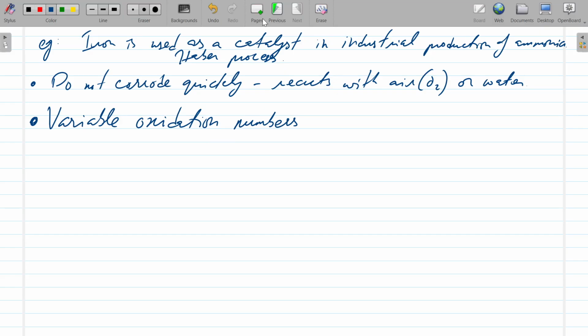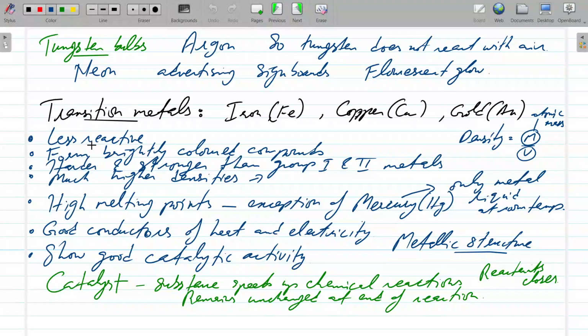And we can understand that from the very first property we talked about, that they are less reactive than other metals. The more reactive a metal is, the easier it will react with the oxygen in the air or with water. And that's why if you go back to group 1 metals, the alkali metals, they are super reactive and they have to be stored under oil. As soon as they come into contact with air, they start reacting. And if you put them in water, it is a very violent reaction.